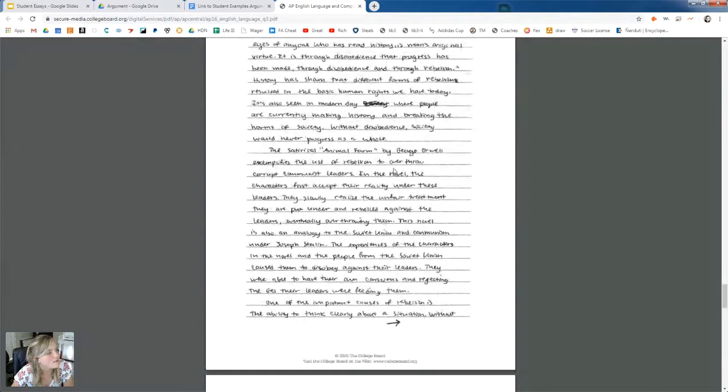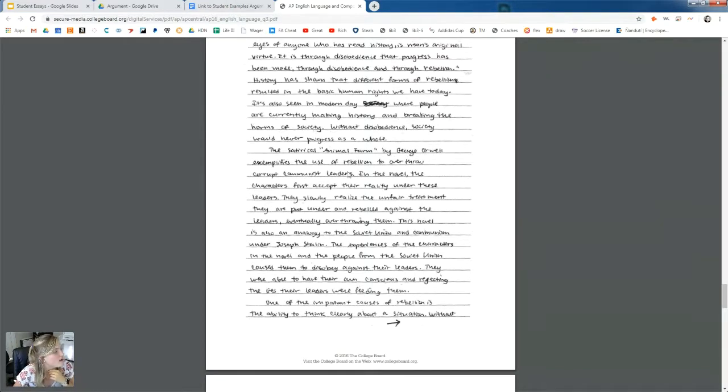The satirical Animal Farm by George Orwell exemplifies the use of rebellion to overthrow corrupt communist leaders. So just a little side note here again. This is really good. They're bringing in a strong, classic literary example. And I'm going to do a whole lesson on this later of how you can build up your personal literary example library. But this is really good to put in an argument essay.